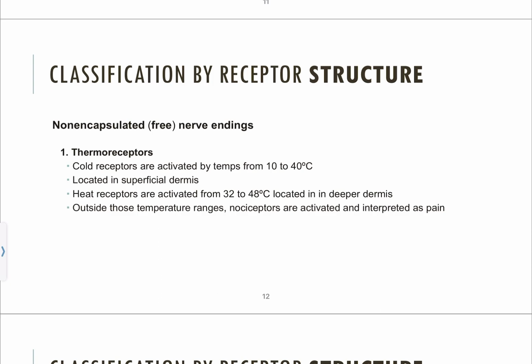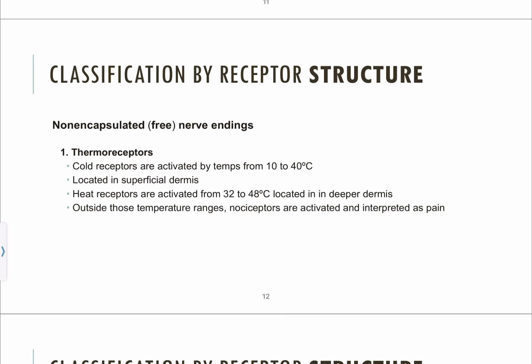So we've already talked about these and what their functions are previously. What I want you to understand when we talk about receptors by structure is which ones are non-encapsulated and which ones are encapsulated. And if we haven't described them previously, then you need to know what the receptor detects. So we already talked about thermoreceptors, but now I can give you a little bit more information. So we have cold receptors that are going to be activated by temperatures between 10 and 40 degrees Celsius, and our heat receptors are going to be activated between about 32 to 48 degrees Celsius.